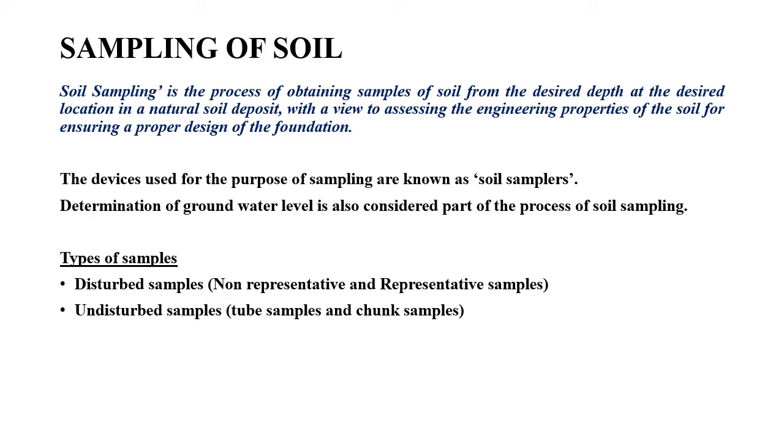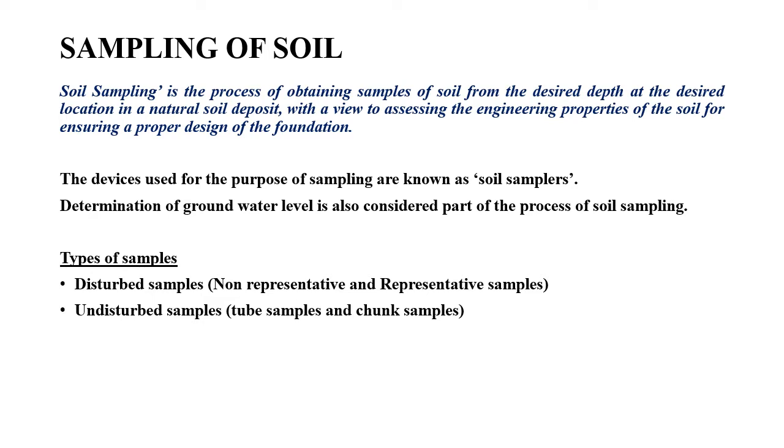Okay, the whole process of collecting soil samples is called sampling, and the instruments or the apparatus used for collecting the soil samples is called a sampler. Now, there are different types of samples. It's basically dependent on the degree of disturbance caused to the soil sample. Soil samples can be classified as either disturbed samples or undisturbed samples.